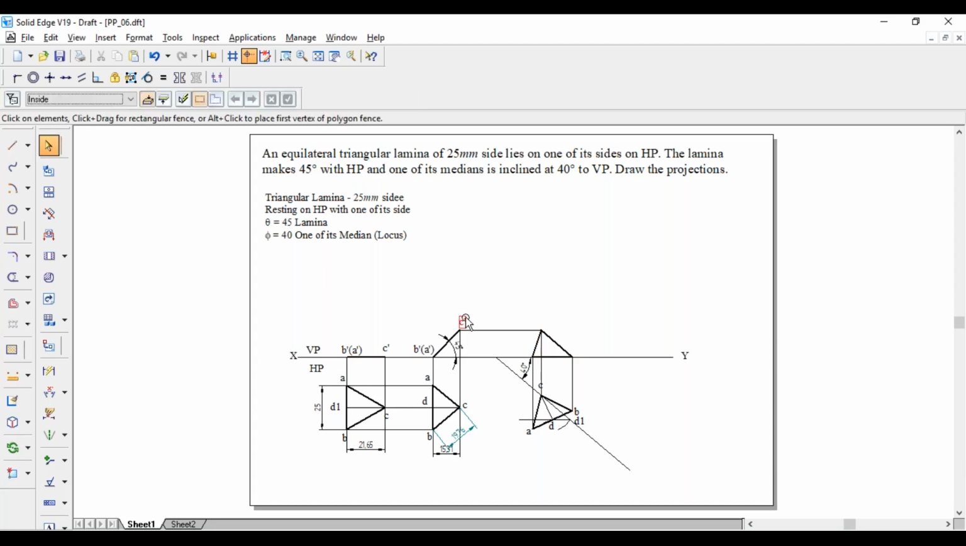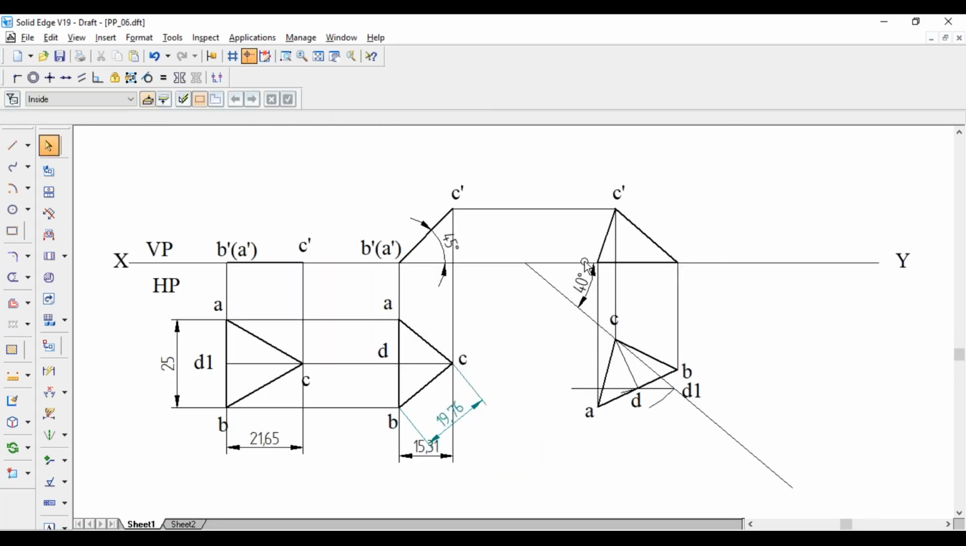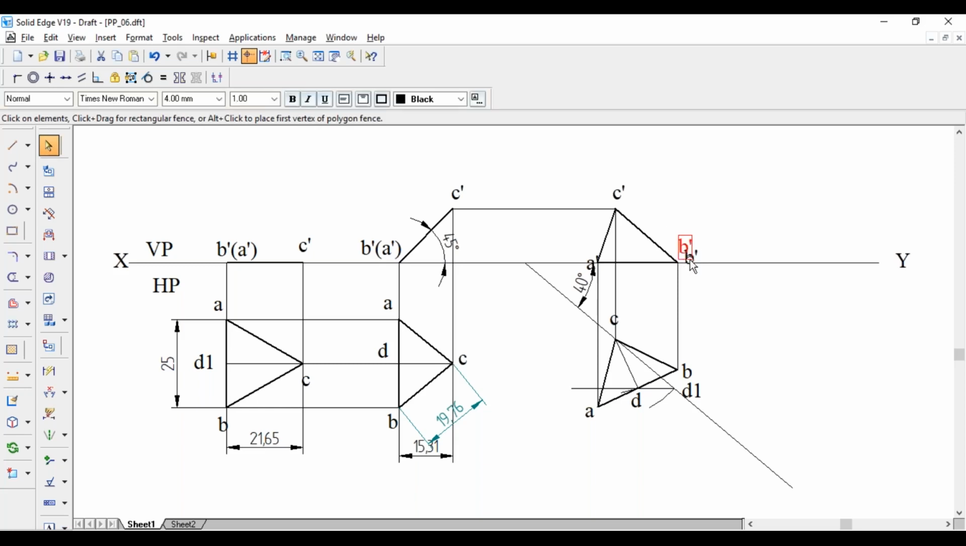So this will be C dash. We'll zoom only this much portion. I will explain. This is A dash. We have drawn from A. This is A dash. This is B dash. Yes, this one is C.